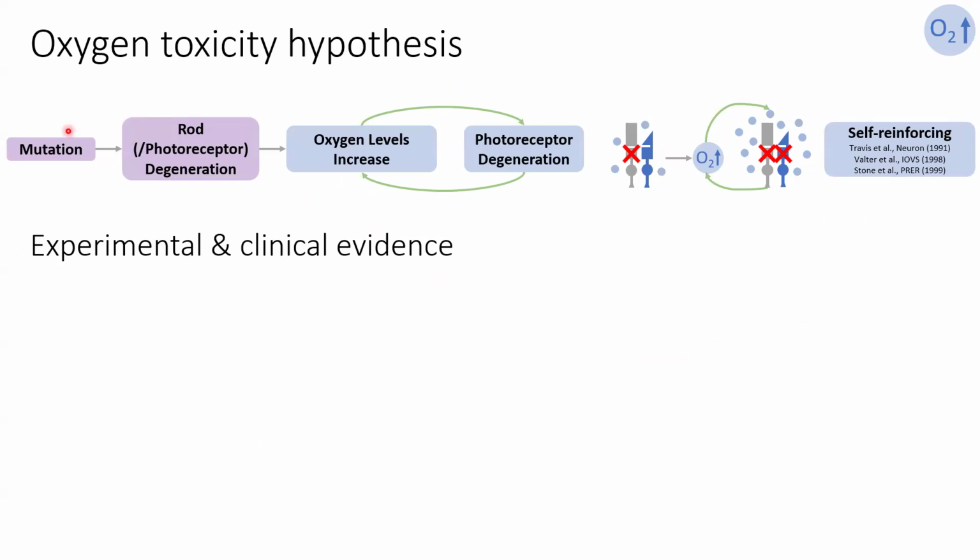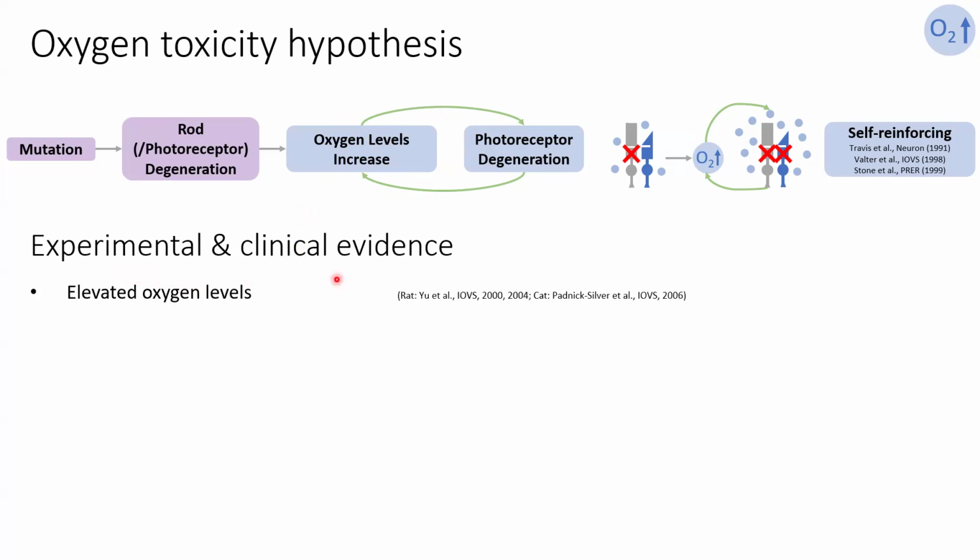So just to remind you about the oxygen toxicity hypothesis, the idea is there's a mutation that leads to rod degeneration. As photoreceptors are lost, there's a decrease in consumption, so an increase in oxygen levels. That then leads to oxygen toxicity, or hyperoxia, which leads to photoreceptor degeneration. Further loss of photoreceptors means further increased oxygen levels, and so you get this vicious feedback cycle going on. There are various lines of experimental and clinical evidence to support this hypothesis.